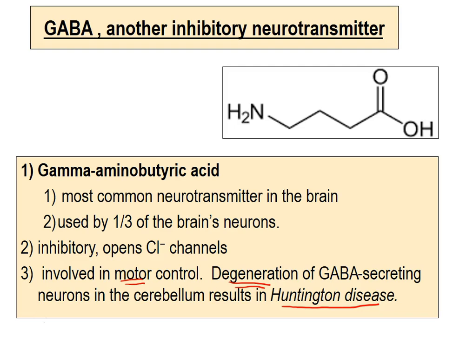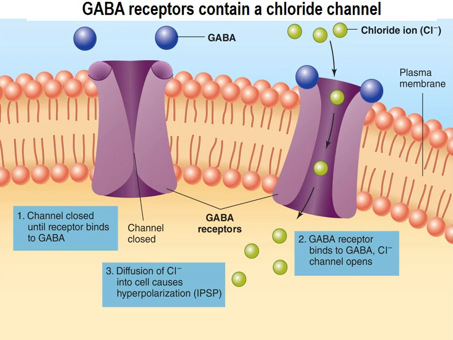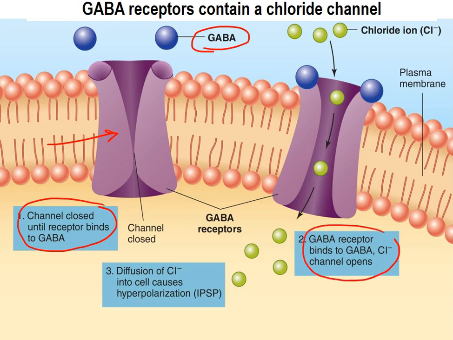On the next slide, we're going to look at the mechanism of action of GABA. In this case, you can see GABA at the top of the slide, and the GABA receptor is an ion channel, but the channel is closed until GABA binds to it. Once GABA binds, the channel opens, and these green chloride ions start to enter the cell. The cell goes down in charge, creating a hyperpolarization or an IPSP.